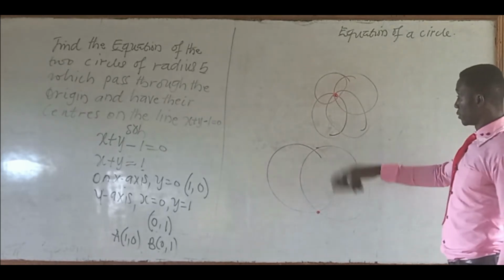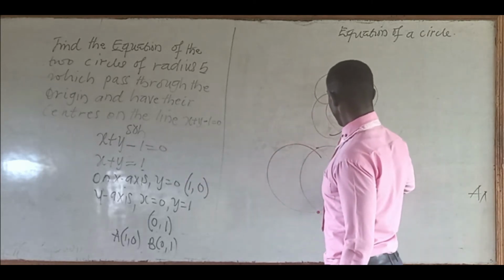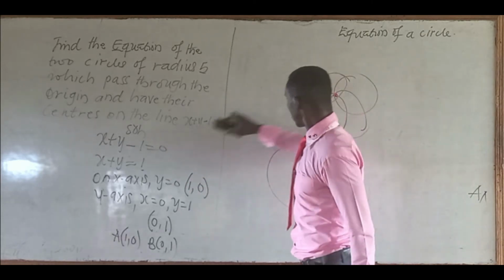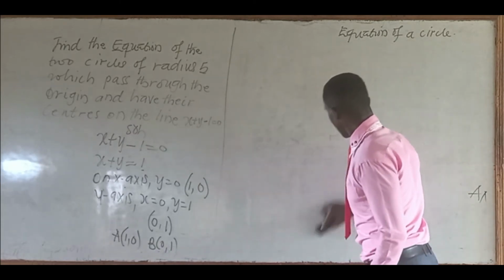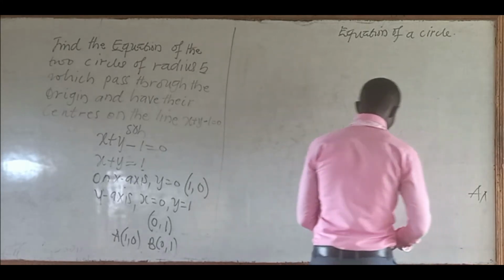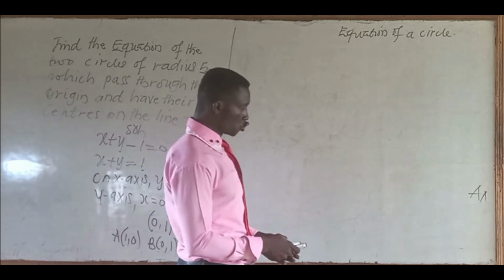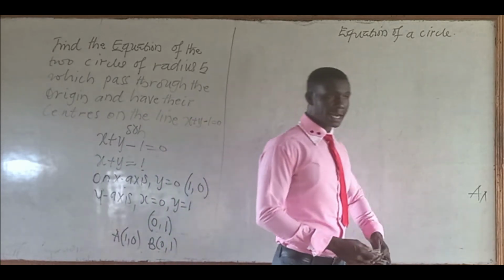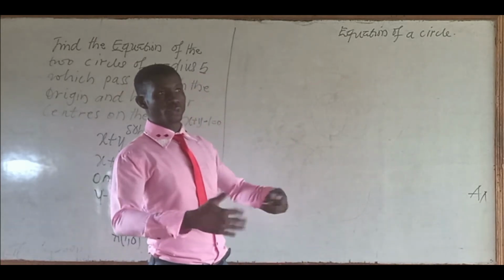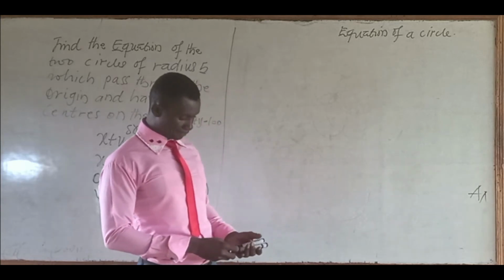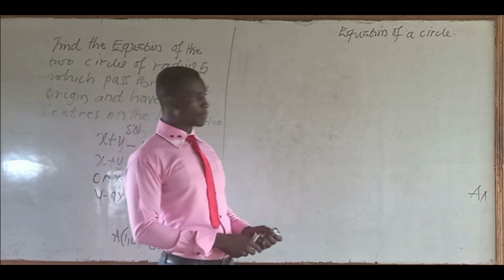But in this case, the circles pass through the origin, and they have their centers on this line. So we are going to draw the line x plus y minus 1 is equal to 0. And in geometry, it is very important always to have the diagram drawn, which will facilitate your efforts in solving the question. So drawing is very relevant in geometry.